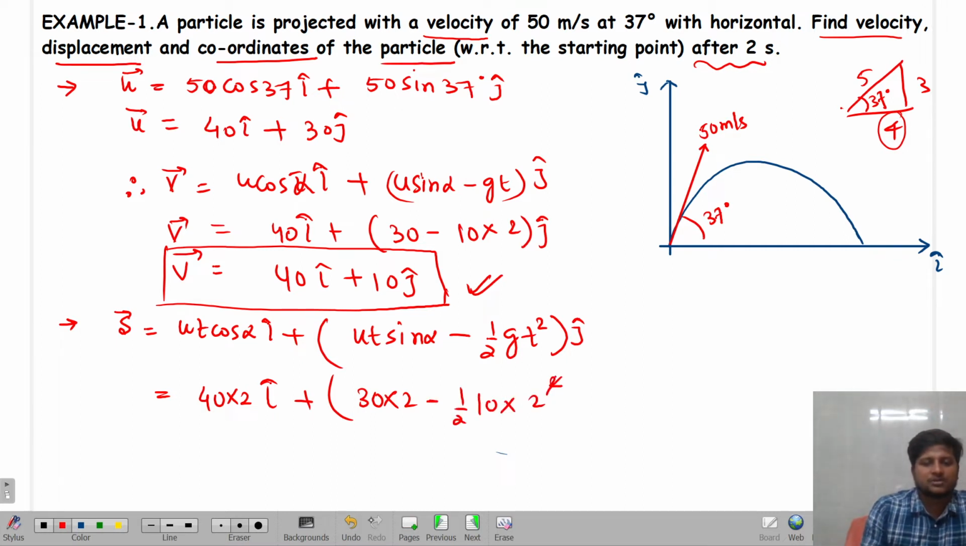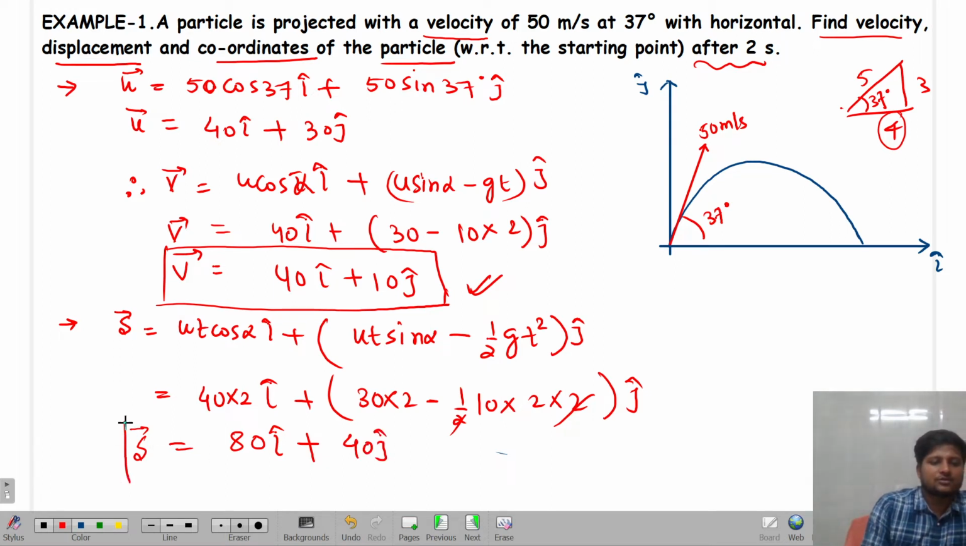2 square means 2 into 2 got cancelled, j cap. So what you got as a displacement? 80 I cap plus 3 2s are 6, 60 minus 20, that is 40. So 40 j cap. So you got the equation of displacement, or displacement vector, as 80 I cap plus 40 j cap.